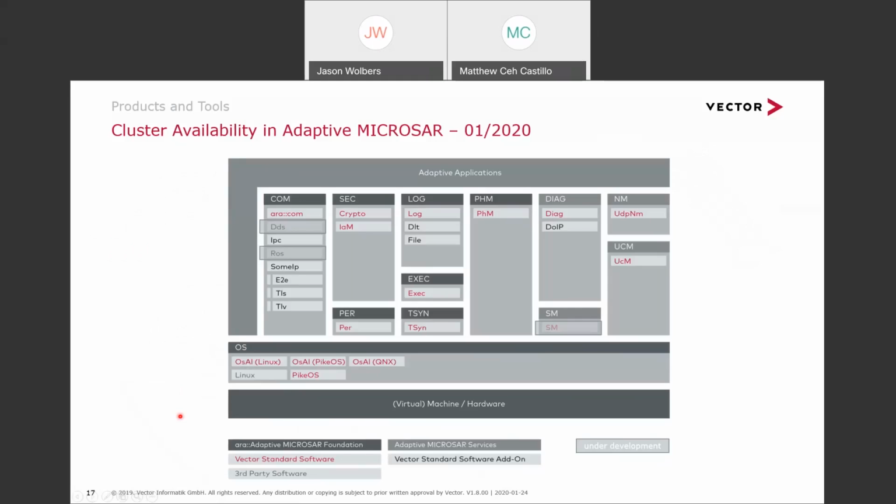Okay, so first a little bit of note about the products that are available. So this is a simplified model of the adaptive middleware layer. And essentially Vector has implementations for most of these components, except for the ones that are highlighted in this grayish box here. So the DDS protocol, distributed data services, is something we don't have yet. Robot operating system protocol, we don't have that.